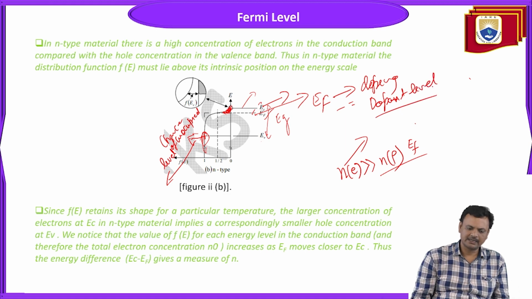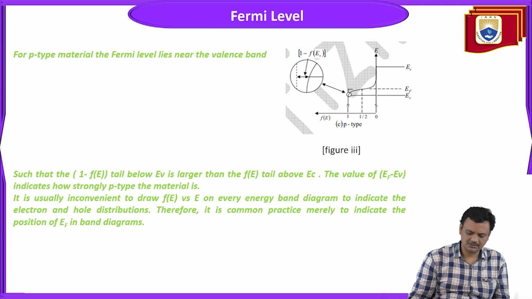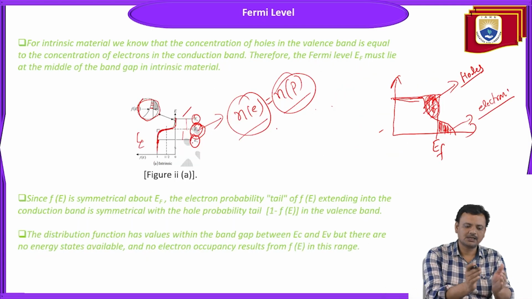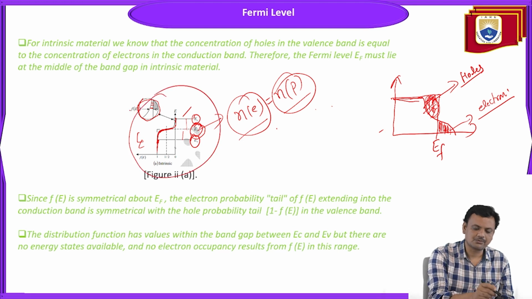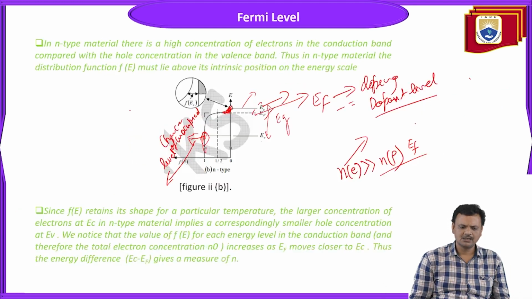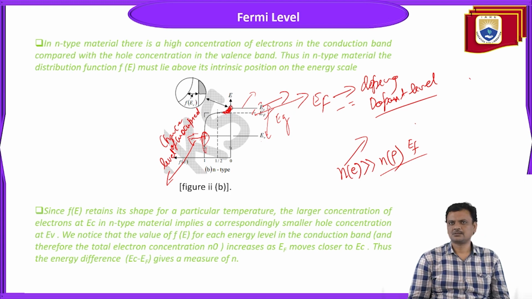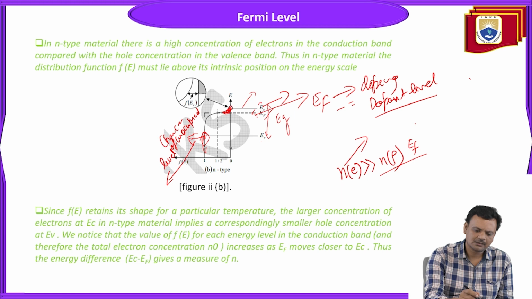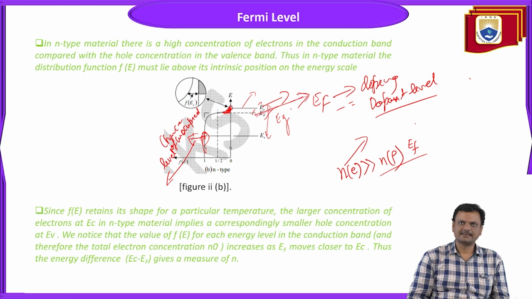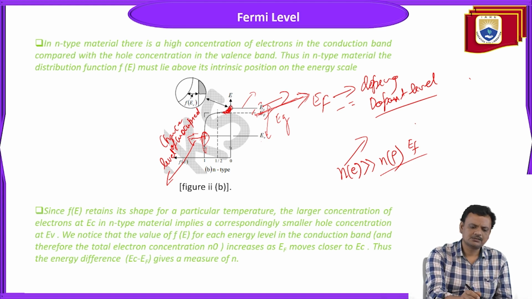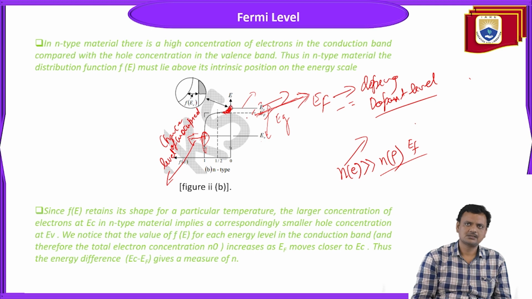Why? Because in the intrinsic case, the Fermi level will maintain this behavior. This is the inherent property for any particular material considered. But if you dope that material with some external doping agent, you can see that your Fermi level gets shifted.